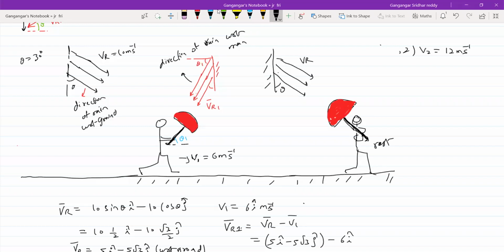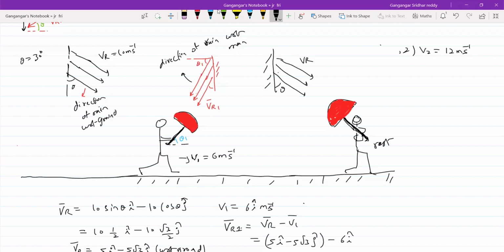So let's not bother about VR bar when he is moving. The umbrella should be held against VR1, because what is the velocity of the person? V1, no? Against VR1. Getting the idea, no? Sir, are you very sure? I think its back will get wet.